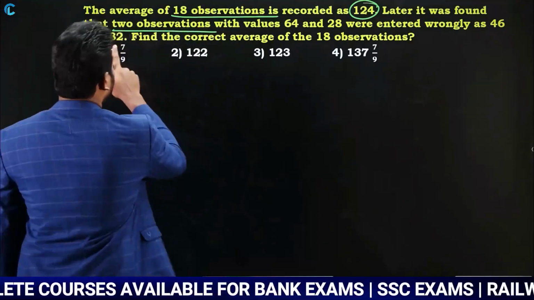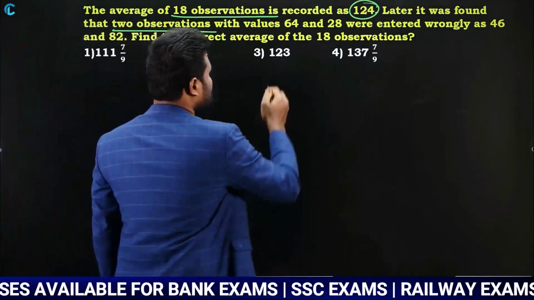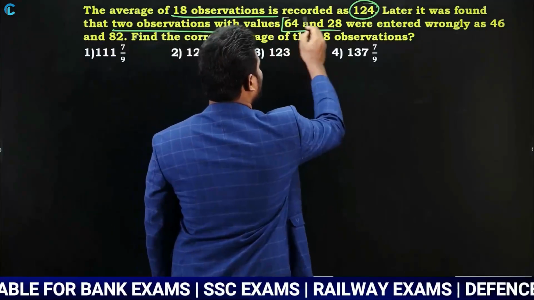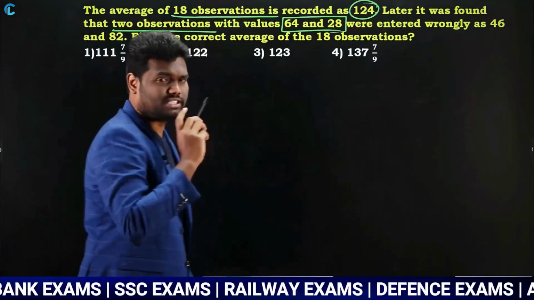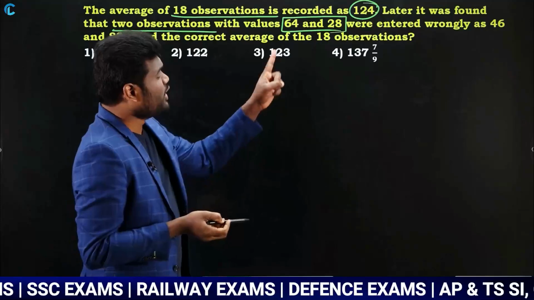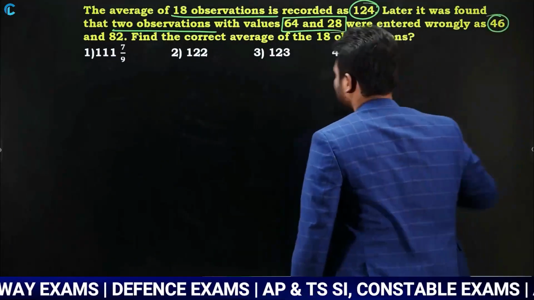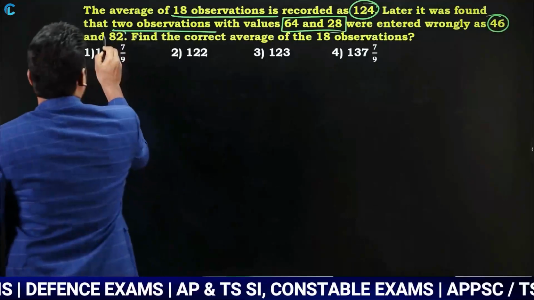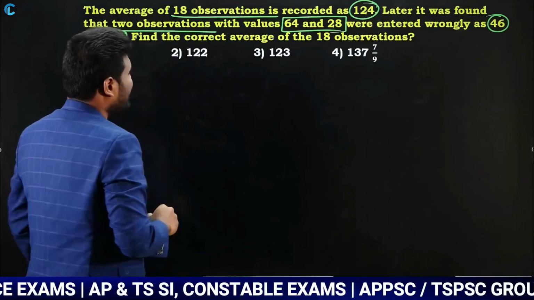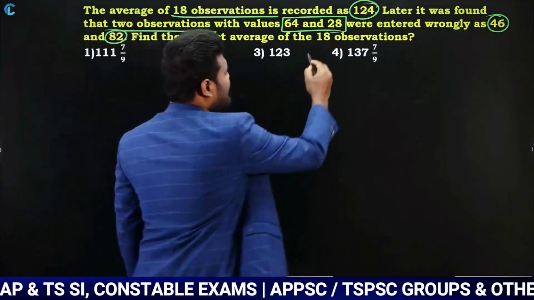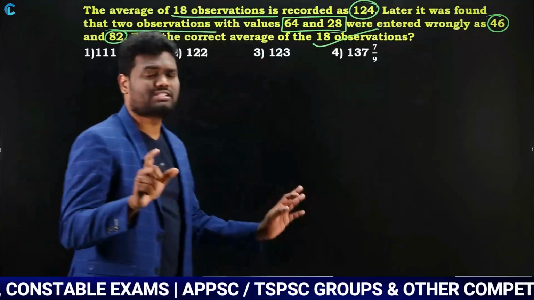Later it was found that 2 observations with values 64 and 28 were entered wrongly as 46 and 82. Find the correct average of the 18 observations. So we are supposed to find what is the correct average.